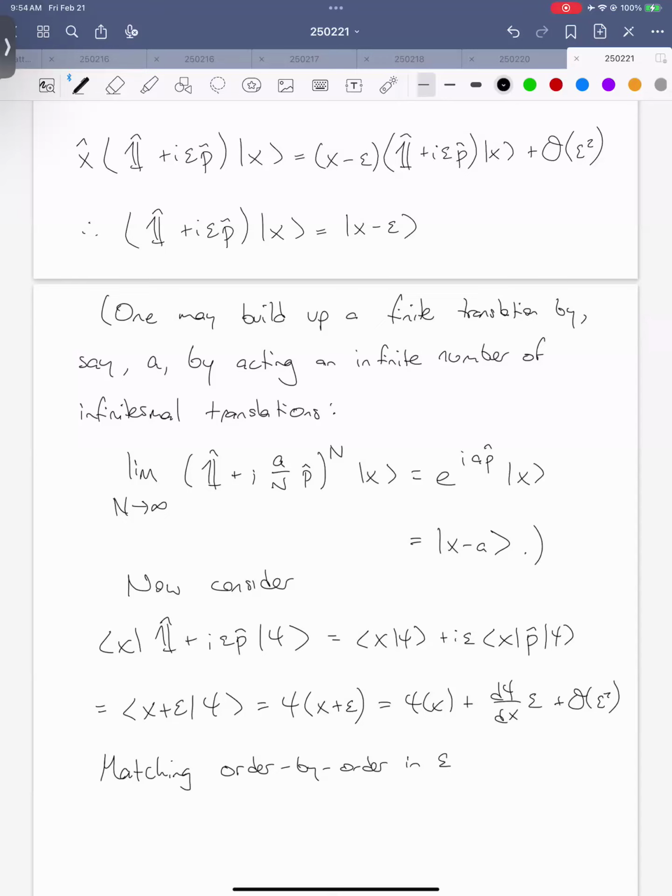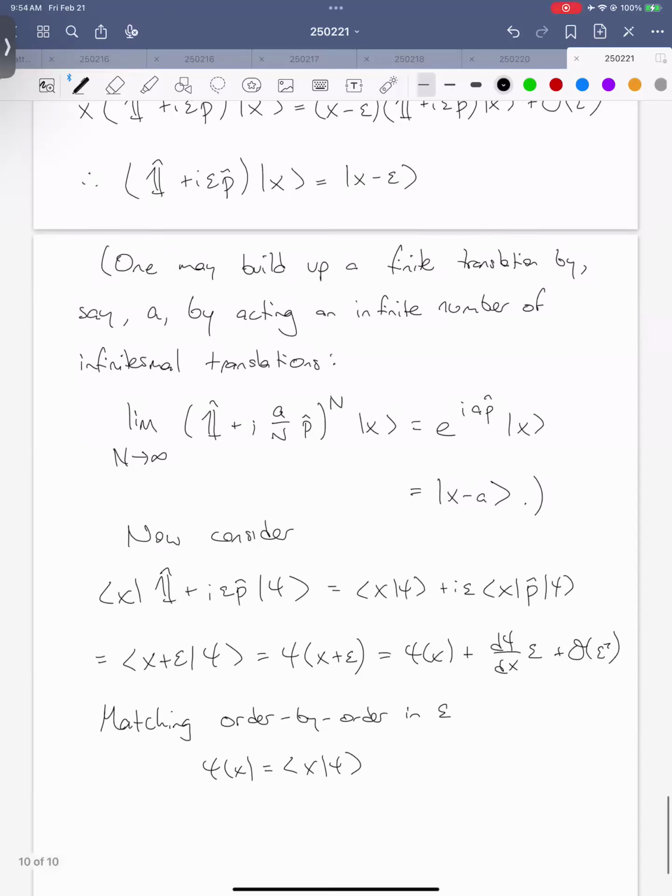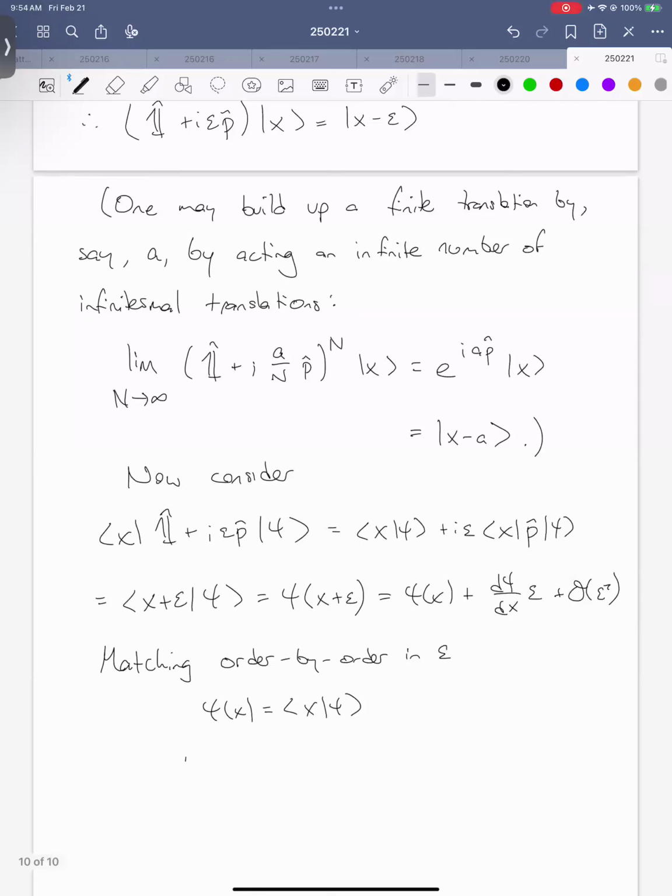So I get self-consistently that psi of x is equal to the overlap of x with psi. And then I get that ⟨x|p̂|psi⟩ is equal to −i dψ/dx.